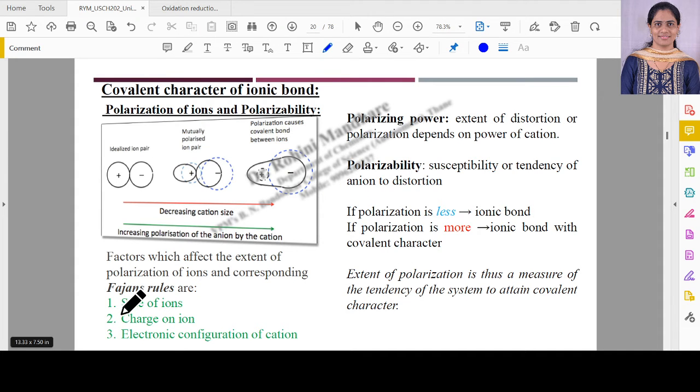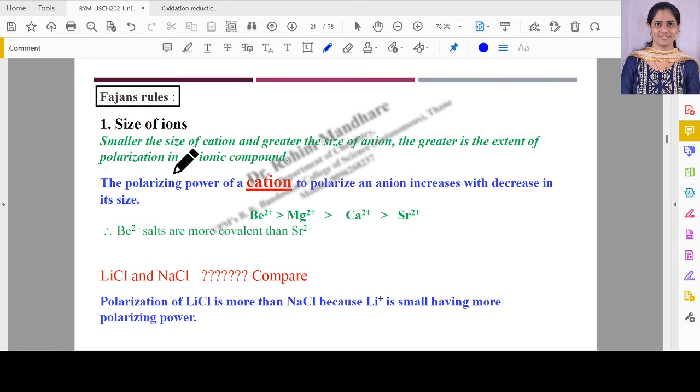So different factors we have seen. Size of cation, remember all the trends. The smaller the size of the cation and the greater the size of the anion, the greater is the extent of polarization. Polarizing power belongs to the cation, to polarize the anion, and it increases with decrease in its size. When the cation size decreases, polarizability also changes. So remember all the trends. Examples may be on these trends, or some example will be given for comparison. So remember these trends.